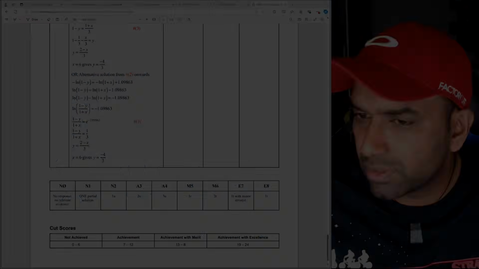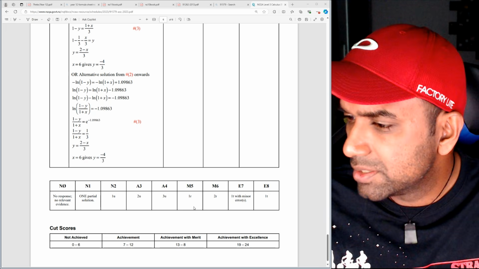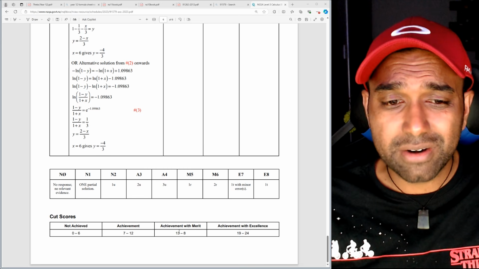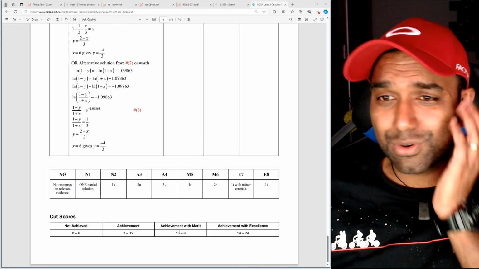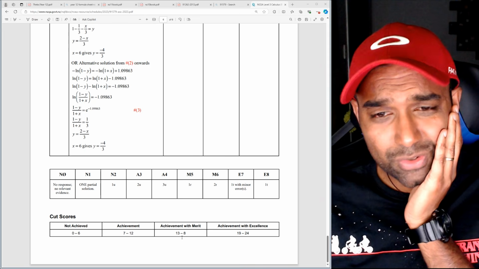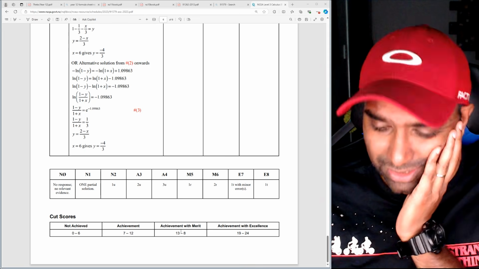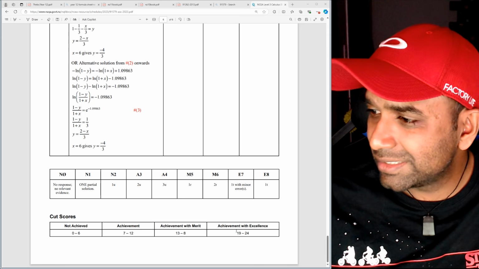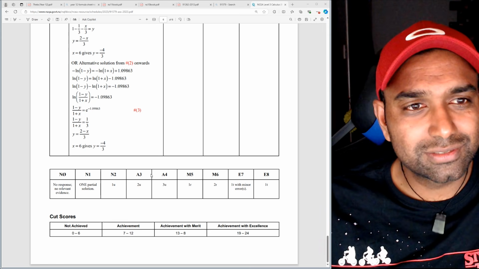Now, right screen. Let's go here. So as you can see, cut scores for this particular paper. Wow, a merit is a 13. I think that was 13 to 18 for a merit. That's an easy paper to get a merit, folks. Excellence is only worth a 19 as well. Man, this was a nice paper.